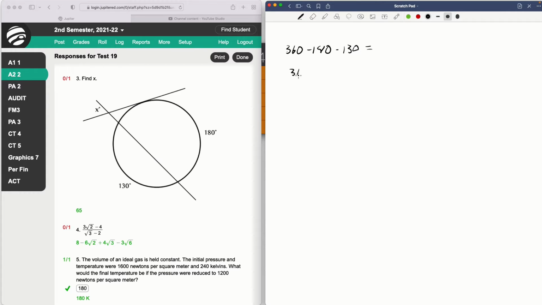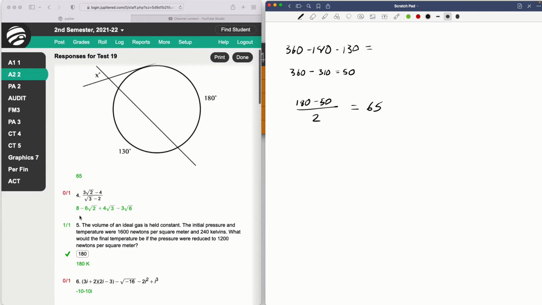So that's going to be 360 minus 310. That's 50 degrees. So 180 minus 50, divided by 2. That's going to be 130 divided by 2. That's going to be 65. So this is 65 degrees. That means X is 65 degrees because they're opposite of each other and they have the same degree of measure. So 65 is the answer.